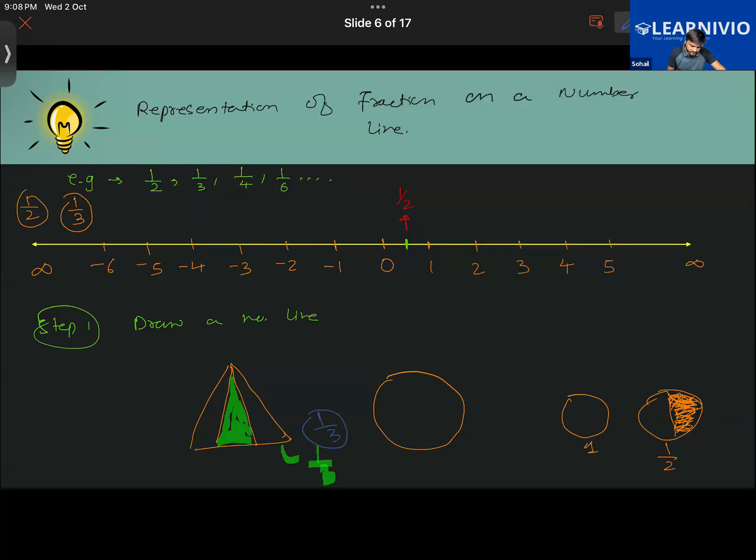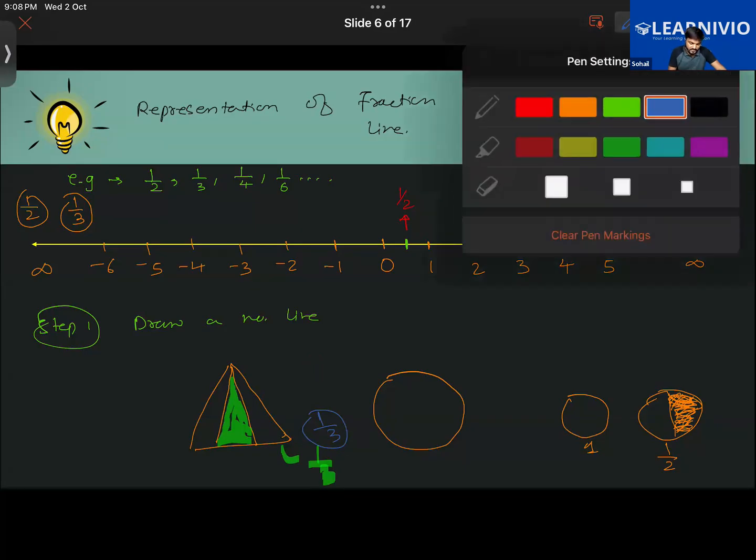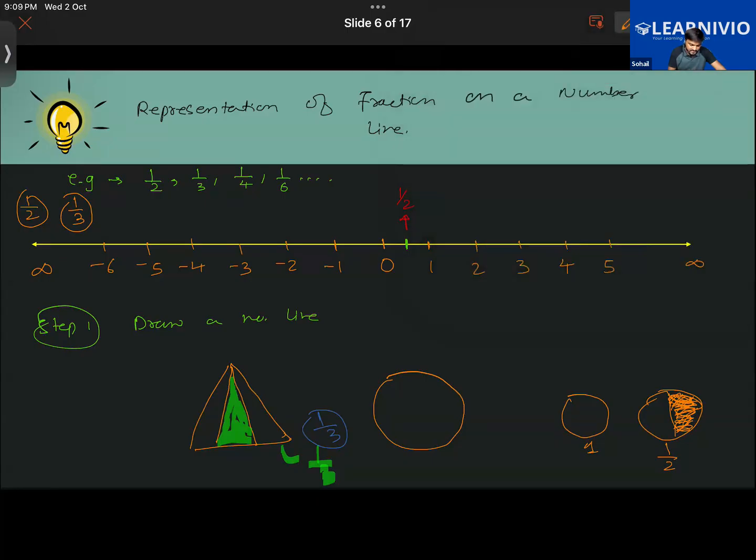1 upon 3. Say we are going to represent 1 upon 3 here. To give you a better clarity, let us say you had a triangle like this, the complete triangle. How are you going to represent this? It is simply 1. It's a whole part, 1.